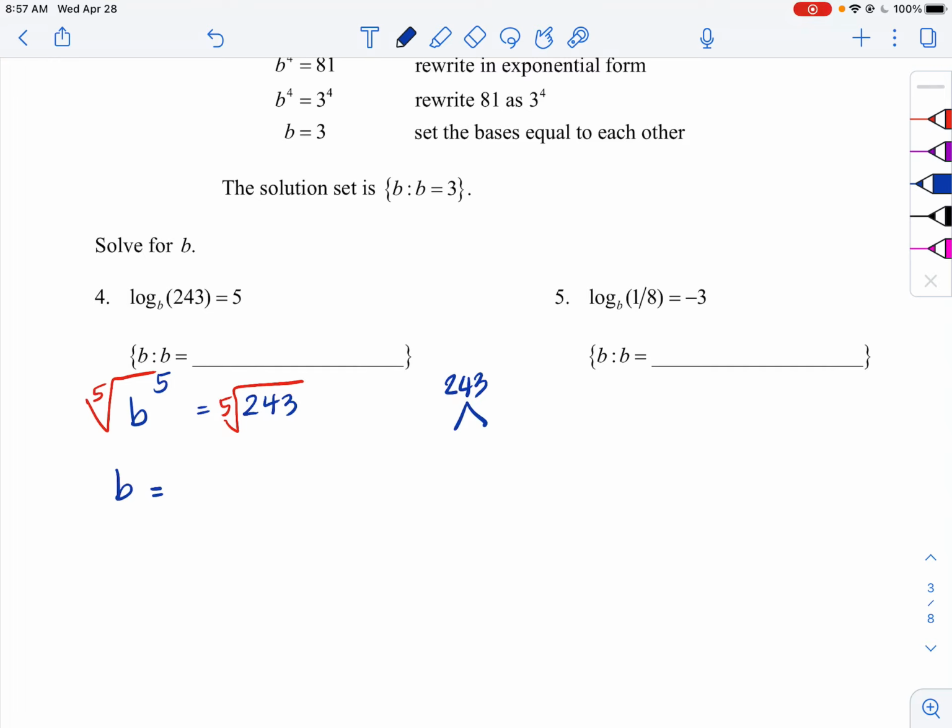So how do we solve this one? How do we show our solution? I can make a factor tree of 243. And that's 9 and 27. That's 81 and 3. There's so many.